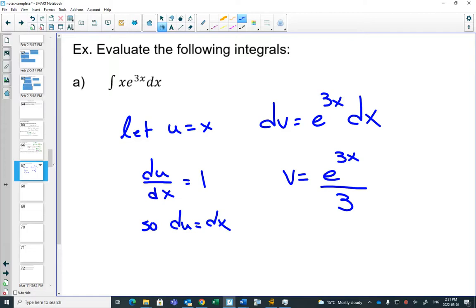It all goes together at the end? It doesn't become like plus 2c? No. So we just have one constant added at the end.